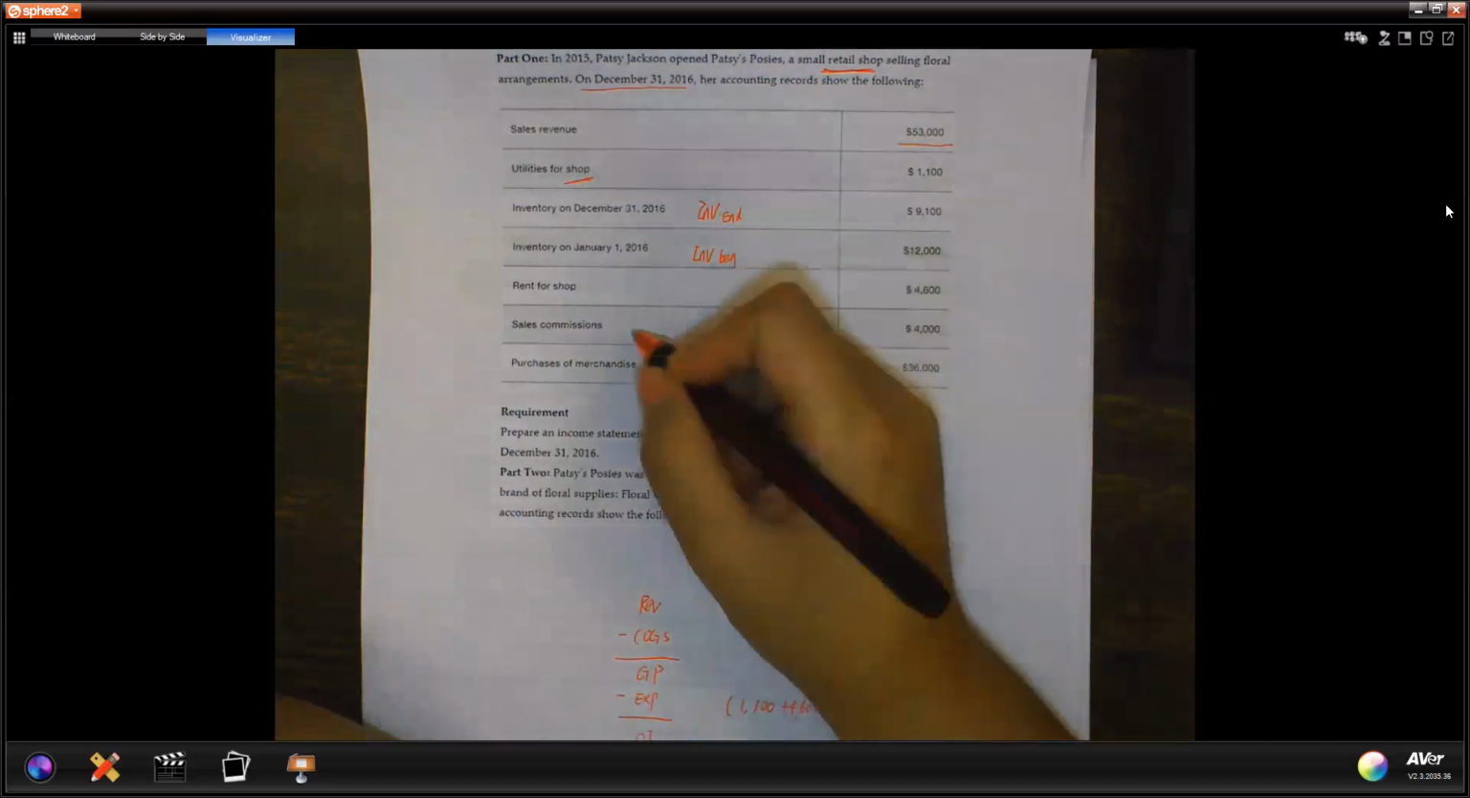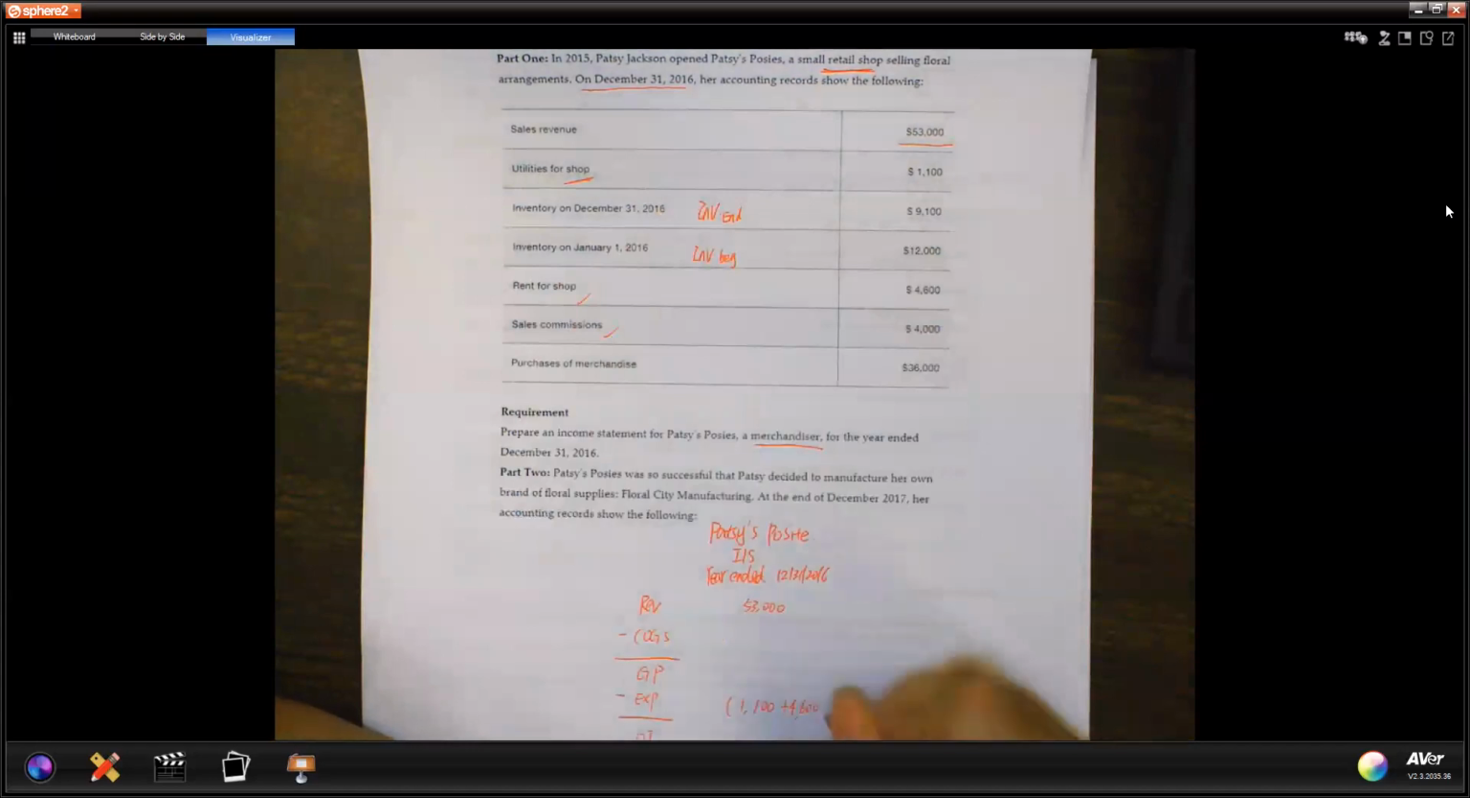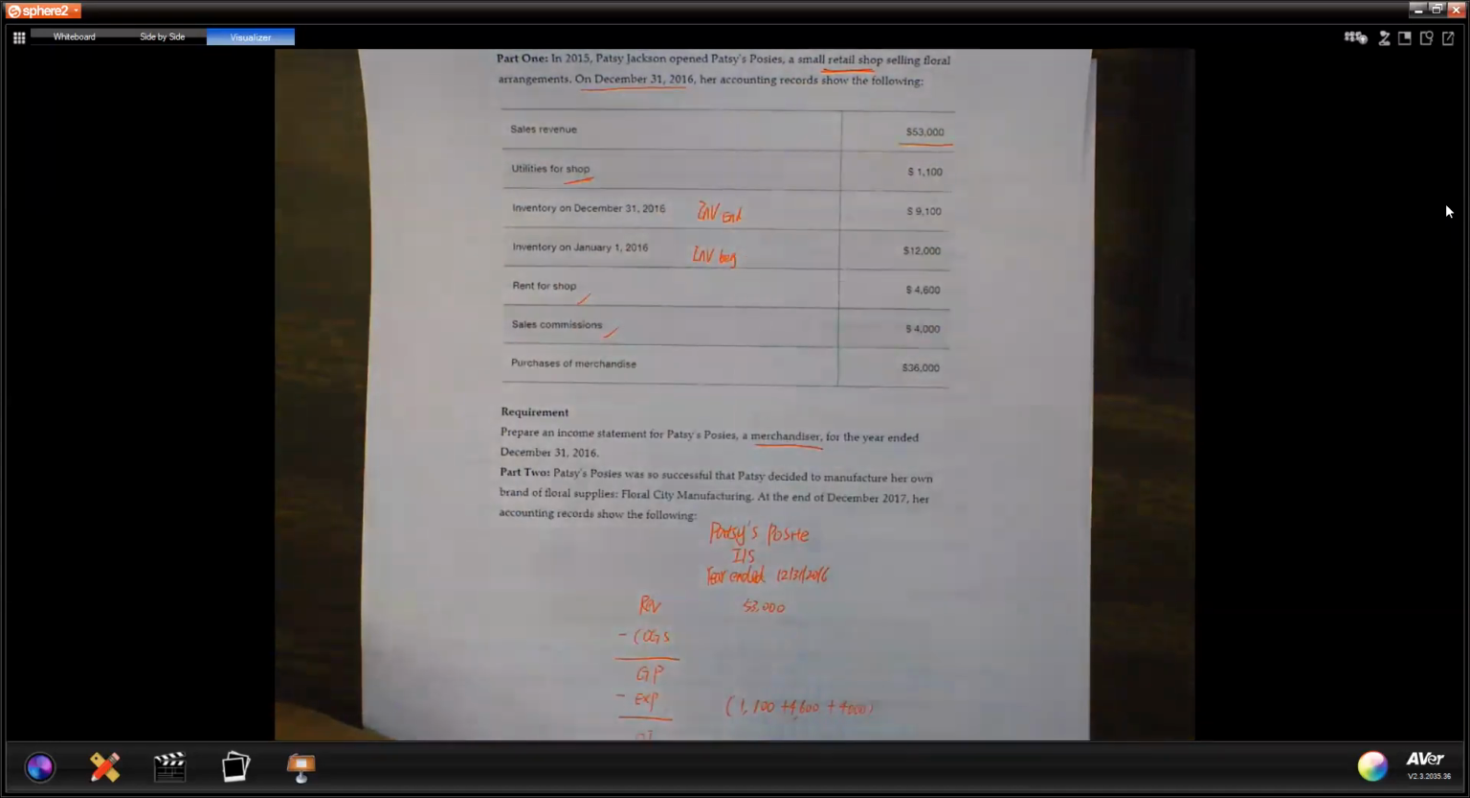And then we have sales commission. That is our operating expense plus 4,000. So those are our operating expense, which is the period cost. So they should be expensed in the same period. That is our period cost.